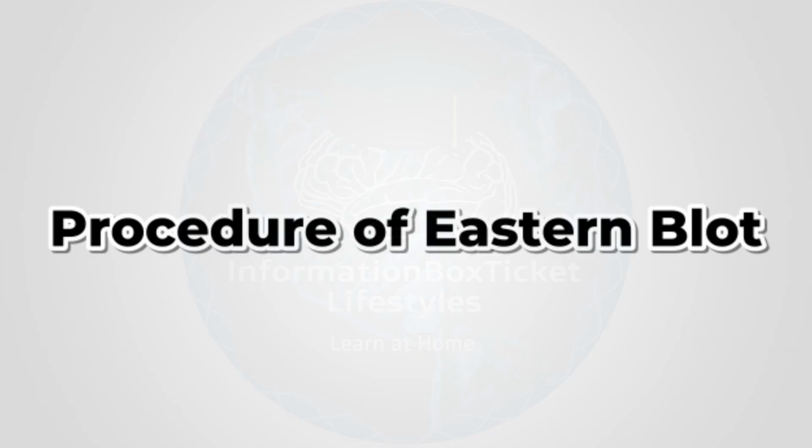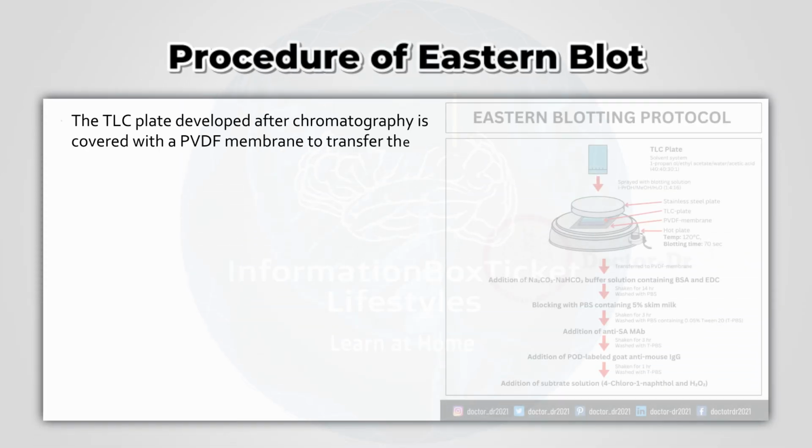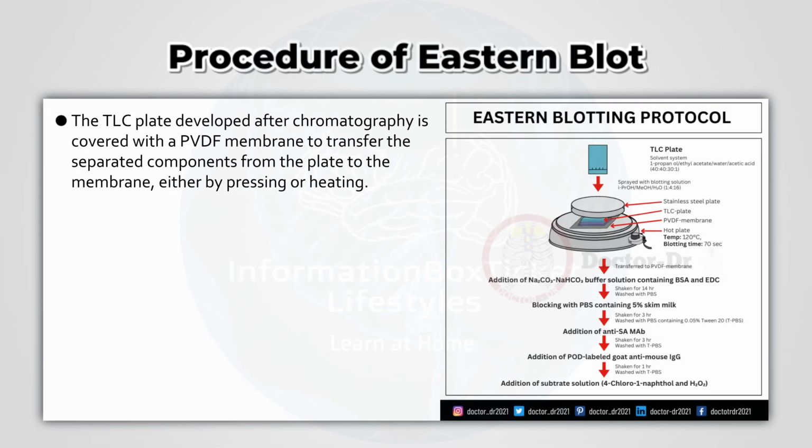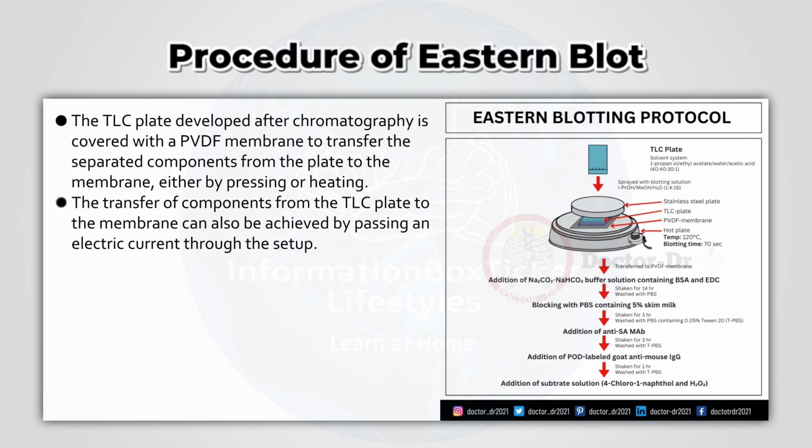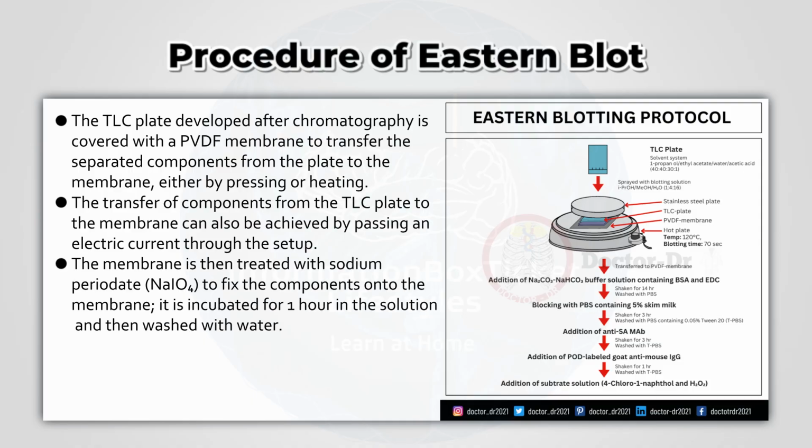Procedure of Eastern Blot. The TLC plate developed after chromatography is covered with a PVDF membrane to transfer the separated components from the plate to the membrane, either by pressing or heating. The transfer of components from the TLC plate to the membrane can also be achieved by passing an electric current through the setup. The membrane is then treated with sodium periodate, NaIO4, to fix the components onto the membrane.